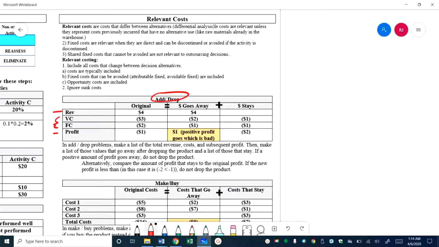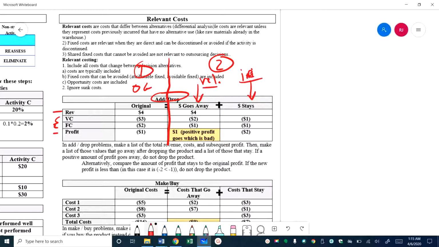So what we want to do is we want to start with our OG column. So this is alternative 1. This is if we decide to just keep the product as it is. And then we're going to make 2 columns for our second alternative, or dropping the product. And so for these 2 columns, we want to list all the costs that go away in one column and list everything that stays, or all the relevant versus irrelevant costs.